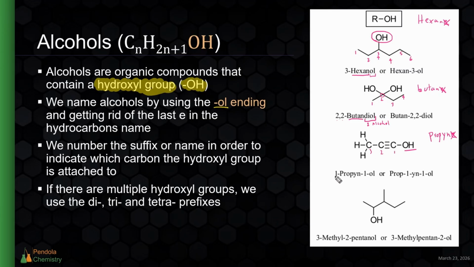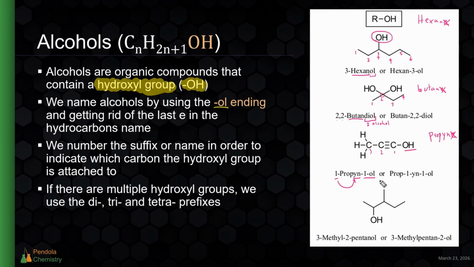So we will call this either 1-propyn-1-ol. The 1 has to be in front of the ol because it is for that alcohol. But then also 1-propyne, that 1 is for the triple bond, for the yne. Alternatively, we can move that 1 in front of the yn and call it prop-1-yn-1-ol. And both of these names are acceptable.